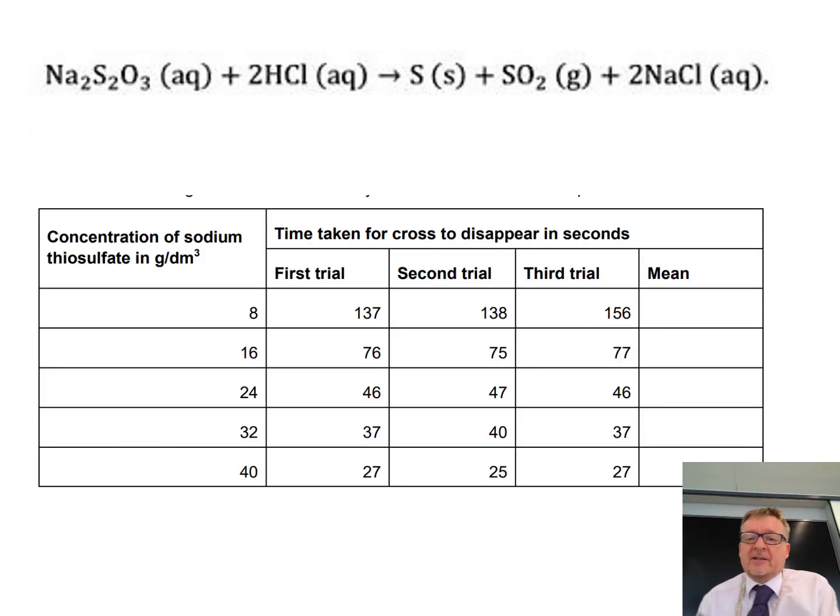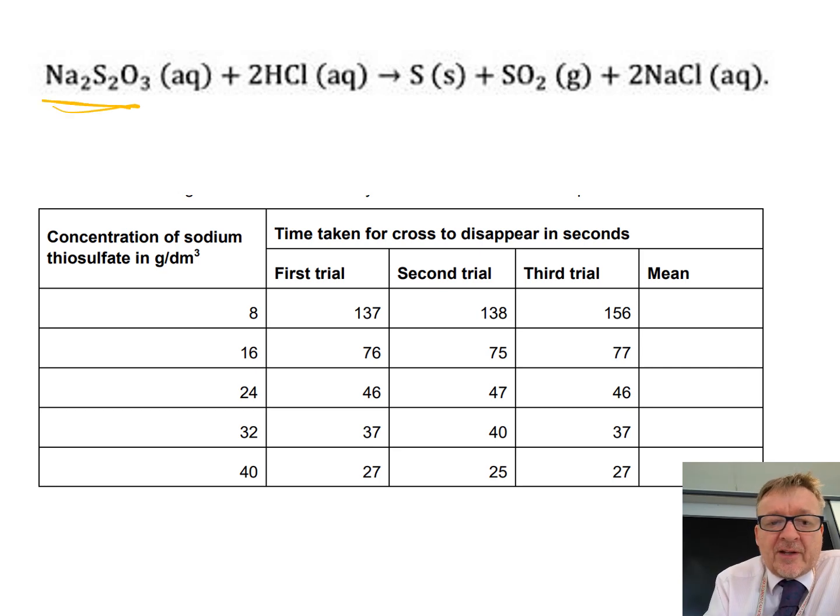Now, this is then kind of an example of what you may well get from your results, right? But in this bit, I'm just going to talk a little bit about what actually happens. Sodium thiosulfate, that's the formula for it, and it's aqueous, which means it's dissolved in water. The hydrochloric acid is also aqueous, which means it's dissolved in water. So both of those, you can't really see them, it just looks like a clear liquid.